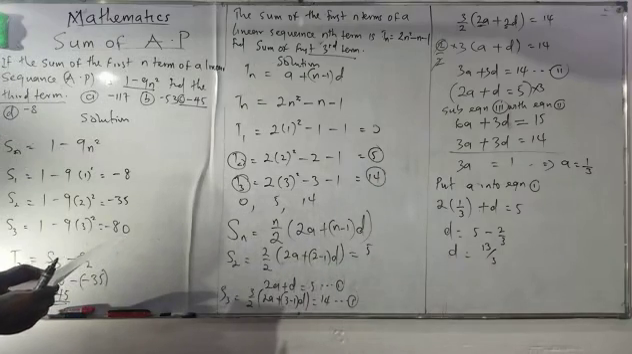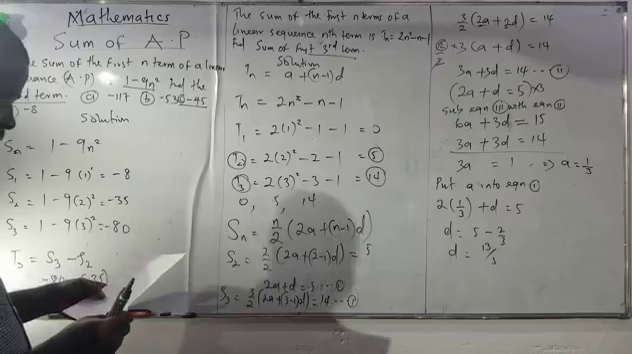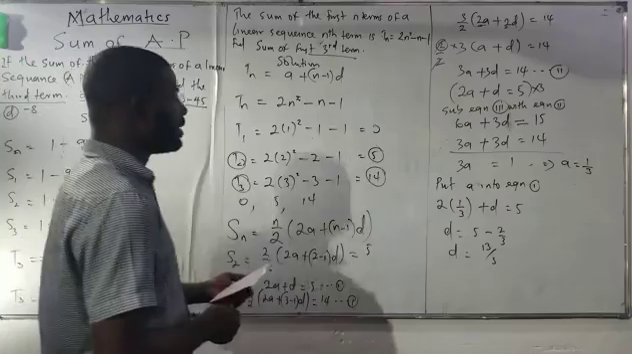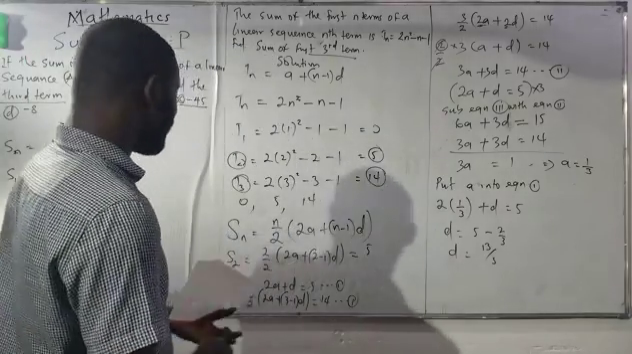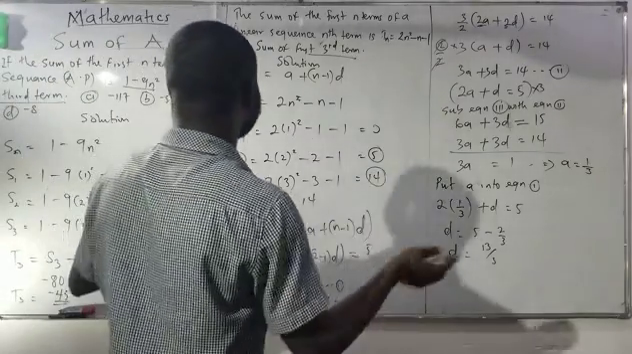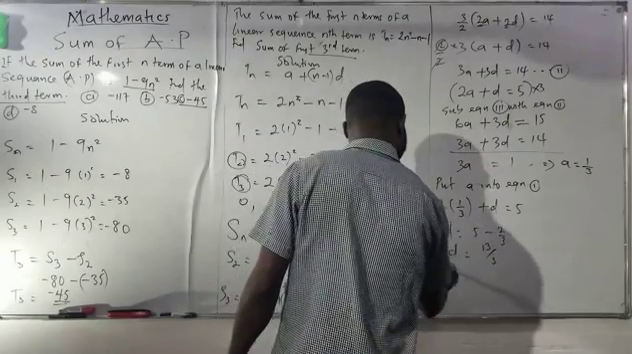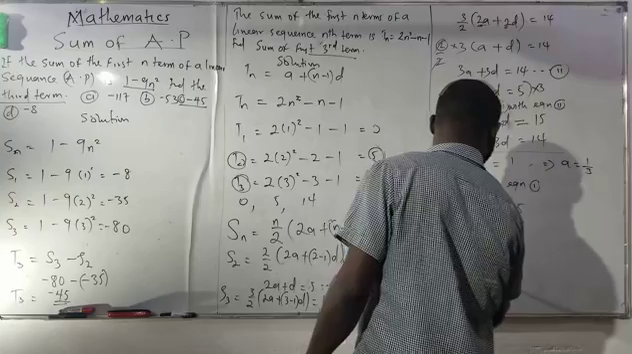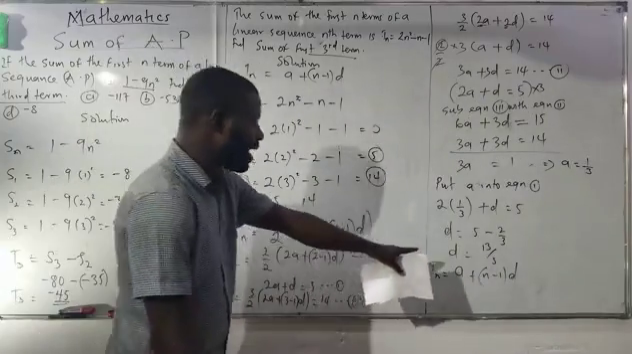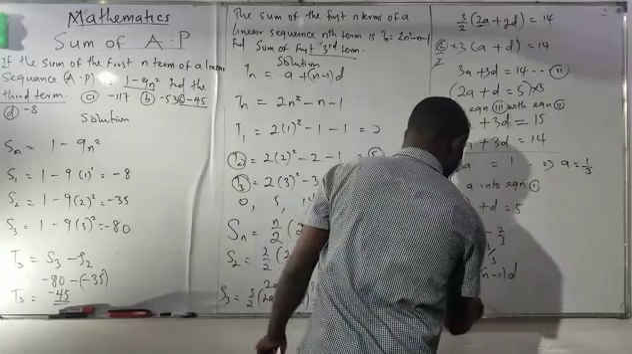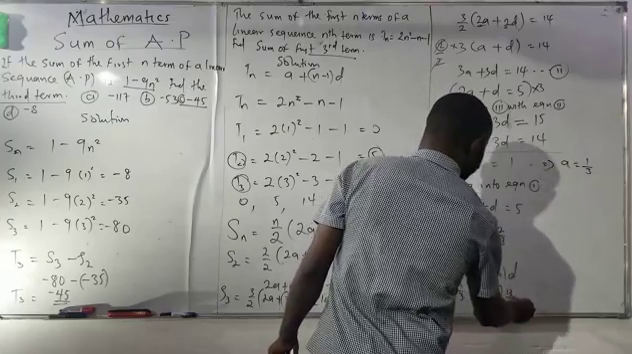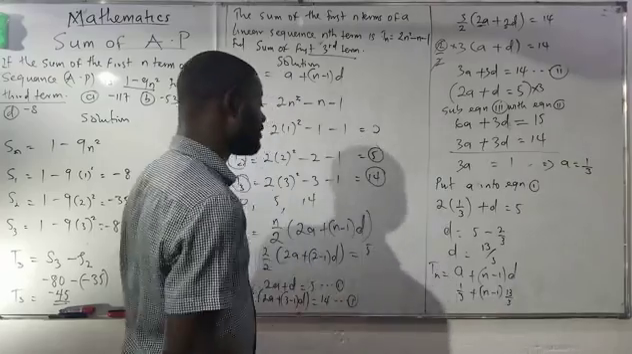Now, my d is 13 over 3. My a is 1 over 3. Now, if I move on to my nth term, my general term will be Tn equals a plus n minus 1 bracket of d. Okay, so this is my nth term. My a is 1 over 3 plus n minus 1 bracket of 13 over 3. Now, from there, you can find my first term.